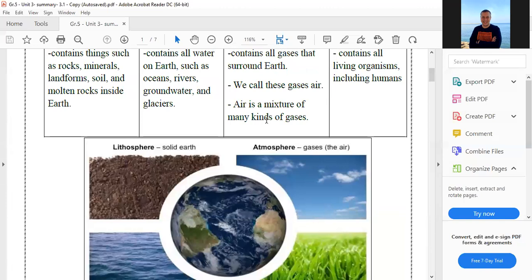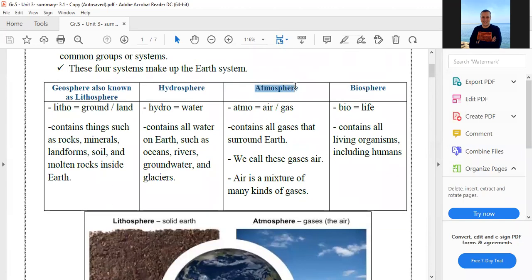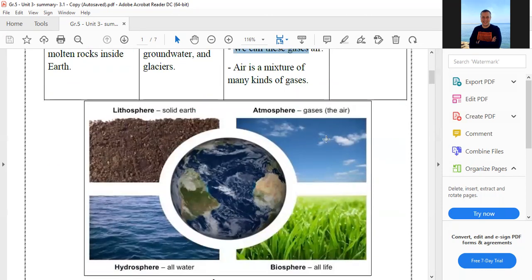Then we move to the next one. It's called the atmosphere. You might be familiar with this one. The word atmo means air or gas. This is all the gases that surround our planet Earth. We call these gases air because the air is a mixture of many kinds of gases like nitrogen, oxygen, hydrogen, carbon dioxide, and other gases. This is the atmosphere related to the air.